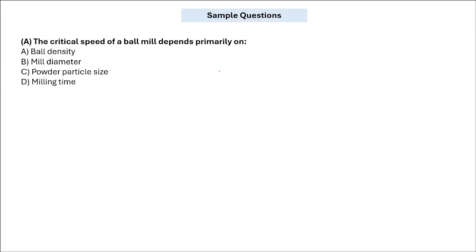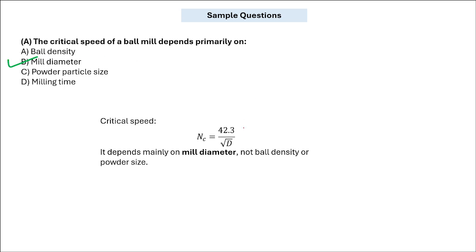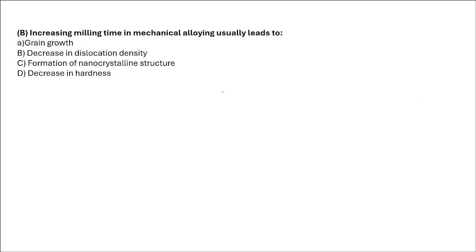So now I have given some sample questions as well, which you can try attempting, because I will share this PPT also, but we can also quickly discuss. This is an important formula which says that critical speed depends on mill diameter, not ball density or powder size. So the critical speed of a ball mill depends primarily on mill diameter.